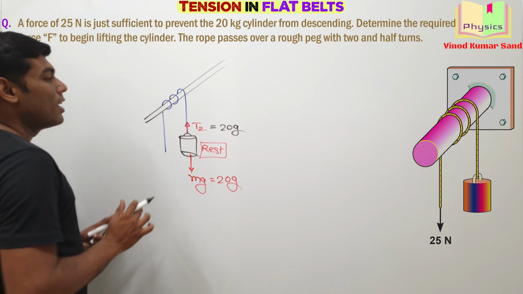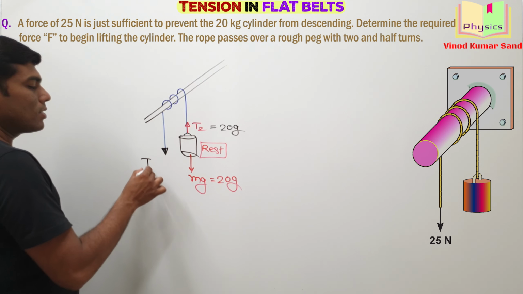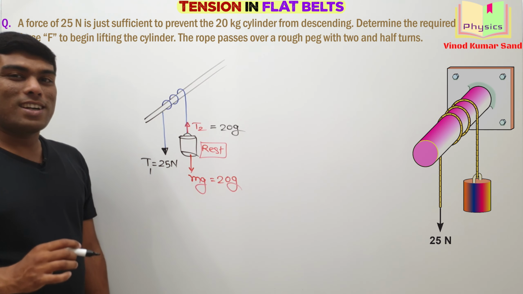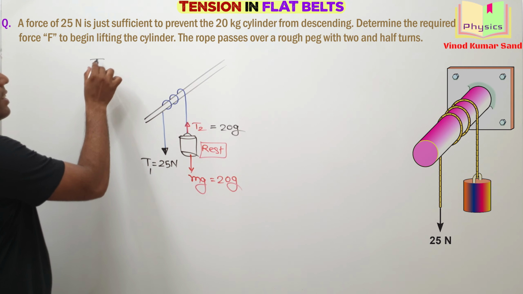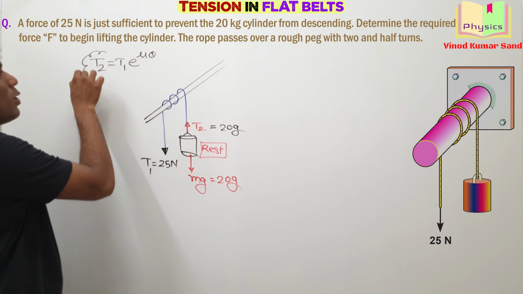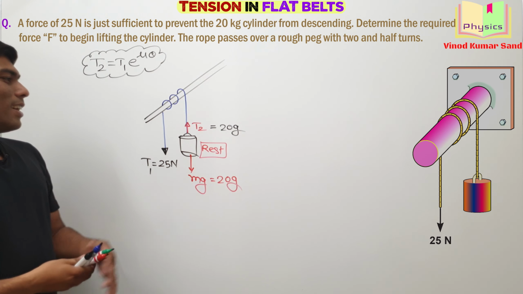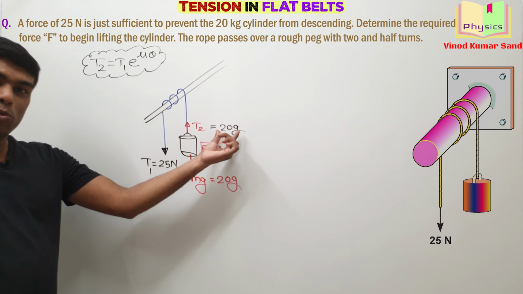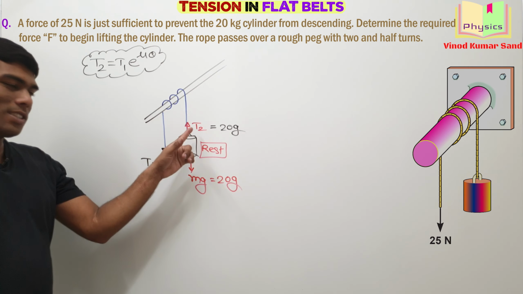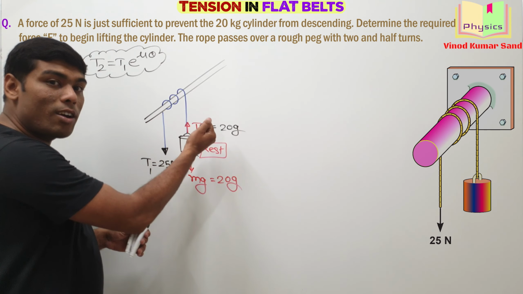Got it? Now, here was some force applied, which we write as T1 is equal to 25 Newton. In our original derivation, you might remember that T2 is equal to T1 e to the power mu theta, which was greater. The T2 or the T1? The T2 was greater, and here the T2 is greater as compared to T1. I have another logic to classify the T2 and T1. The cylinder has a tendency of sliding down.